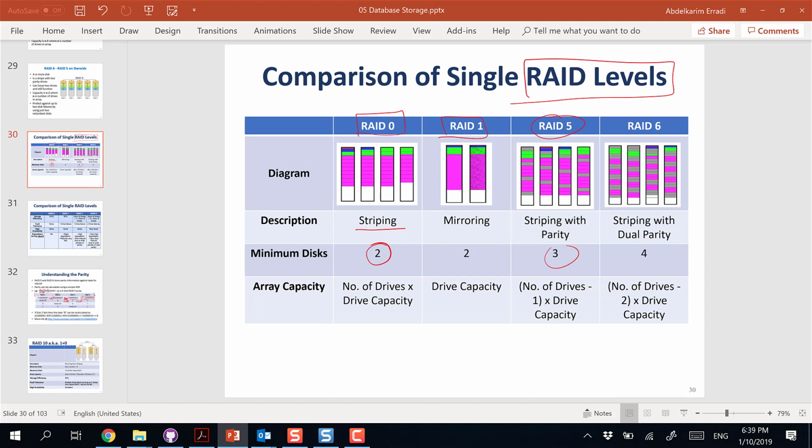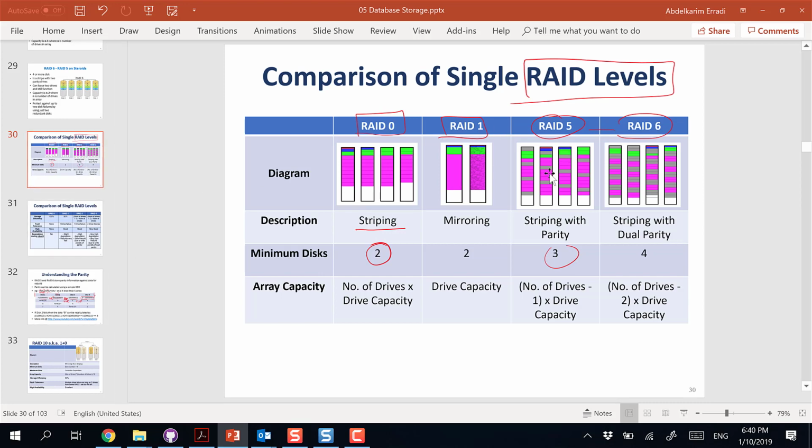Of course, the disk where I store the parity keeps moving. And so the overall capacity of the array is the number of disks minus 1 times the drive capacity. Now, RAID 6 is similar to RAID 5, except I keep 2 parities. I keep computing 2 parities and keep 2 copies of the parity. In this case, I can lose 2 disks without having a problem.